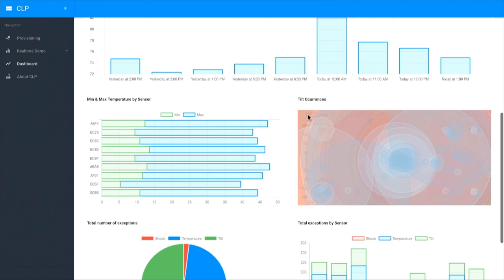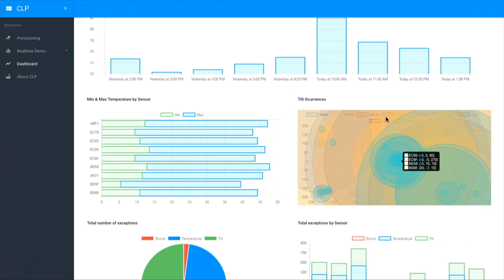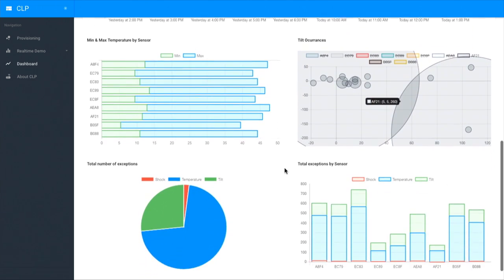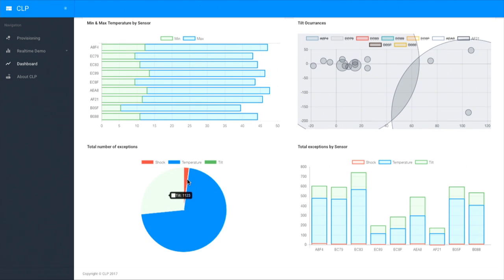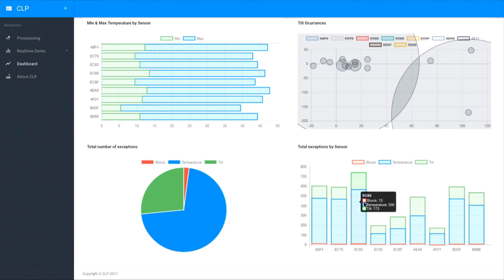On the right is a tilt occurrence, so you can understand which axes the package was tilted on, so that you could do something with that information, like issue a reorder if it was tilted and it shouldn't have been. Down below, you can see exceptions, a view of all exceptions that have happened with this shipment, as well as that same kind of data, but as a stacked bar chart for each individual sensor.